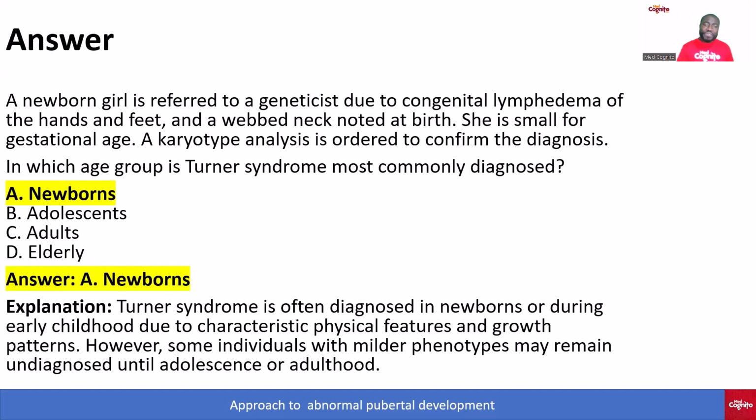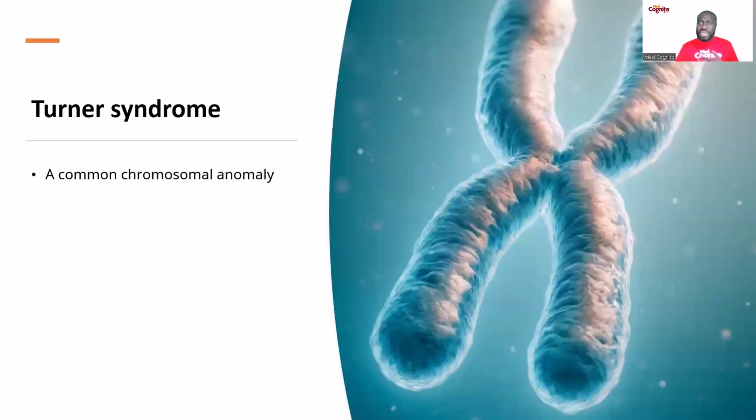Turner syndrome is often diagnosed in newborns. That's what the literature says. Or during early childhood due to the characteristic physical features and growth patterns. However, some individuals with milder phenotypes may remain undiagnosed until adolescence or adulthood. So when is the commonest time we diagnose Turner syndrome? Newborns, right? Okay.